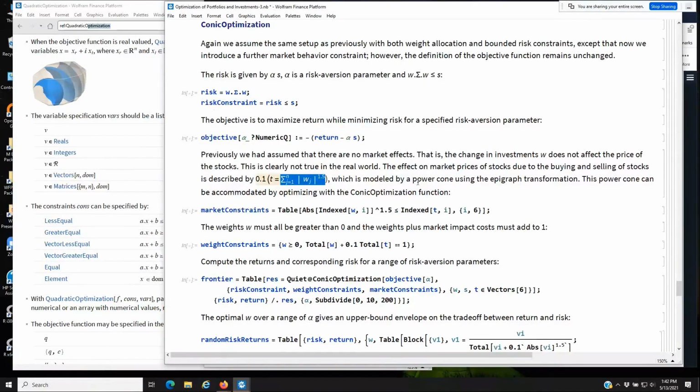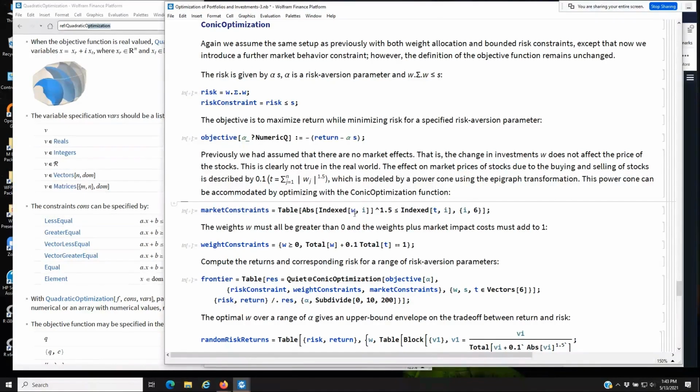I don't want to go into this, but basically the maths behind it is that you're looking at the power cone associated with the epigraph transformation. So your allocation function is a function in a 6-dimensional space in this case, and we're essentially looking at the region of space just above it. This is called the epigraph transformation. And so our optimization now requires ConicOptimization.